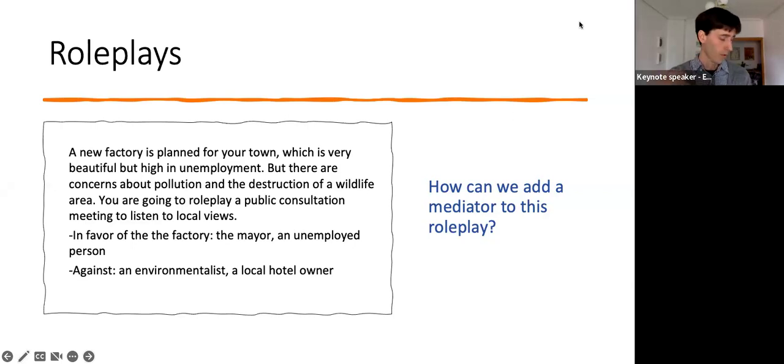In the chat box, can you tell me any ideas for how you could add the role of a mediator to this particular debate? In the debate, we have people in favor and against, but how could we add another person or another role to this? Anybody? Somebody said a judge? Yeah, so somebody could be making the final decision at the end. That'd be interesting. Any other ideas?